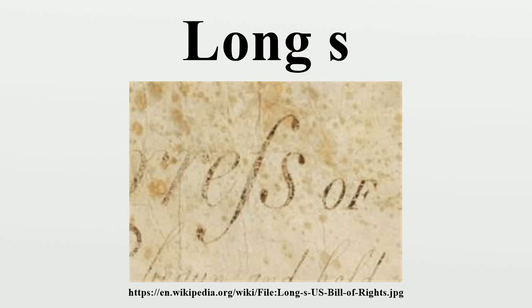The long, medial, or descending S is a form of the minuscule letter S, which was formerly used where S occurred in the middle or at the beginning of a word. The modern letter form was called the terminal, round, or short S. History. The long S was derived from the Old Roman cursive medial S.